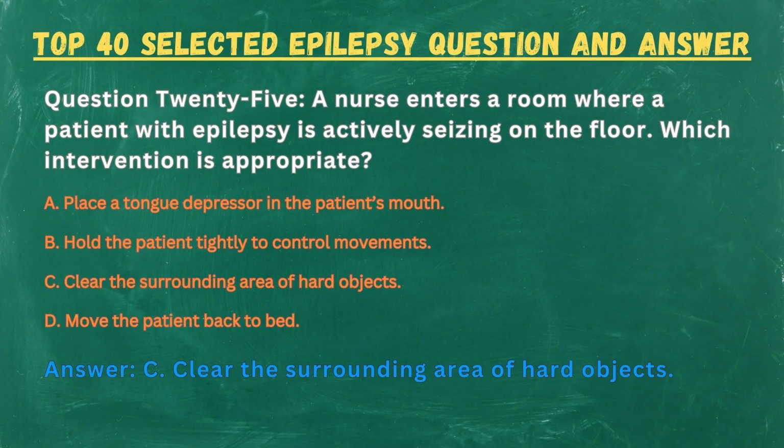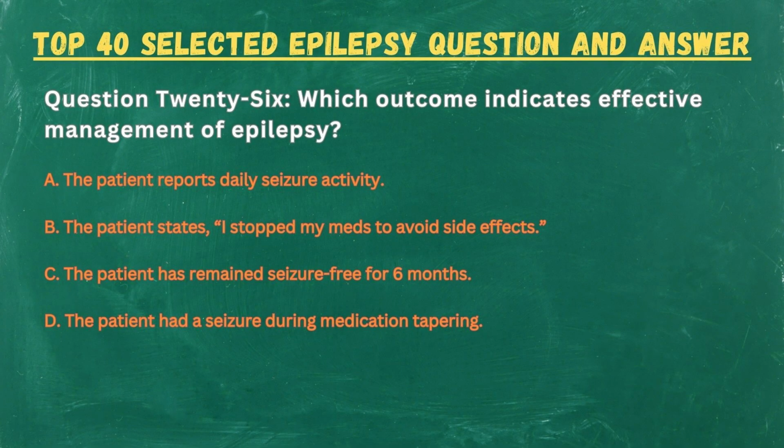Answer: C. Clear the surrounding area of hard objects. Question 26. Which outcome indicates effective management of epilepsy? A. The patient reports daily seizure activity. B. The patient states, "I stopped my meds to avoid side effects." C. The patient has remained seizure-free for 6 months. D. The patient had a seizure during medication tapering.